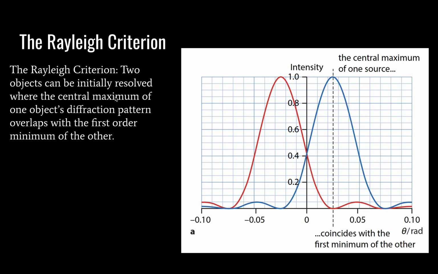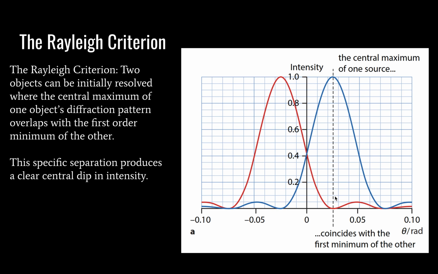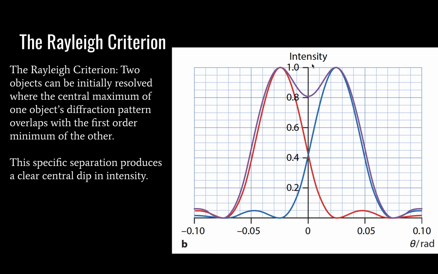So the Rayleigh criterion defines resolution in a way such that two objects can be initially resolved where the central maximum of one object's diffraction pattern overlaps with the first order minimum of the other. Okay, and here this line shows that overlapping at a very specific distance. So this specific separation is going to produce a clear central dip in the intensity, even if we add these two waveforms together. And there you see it.